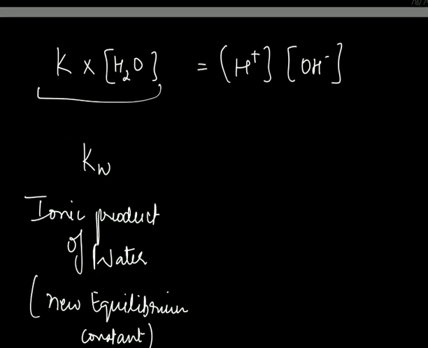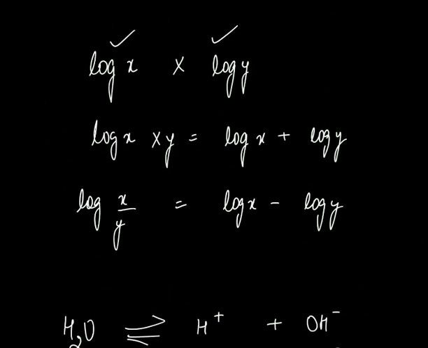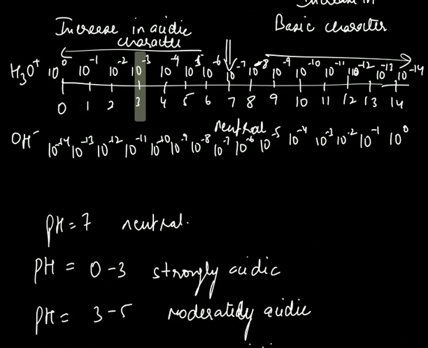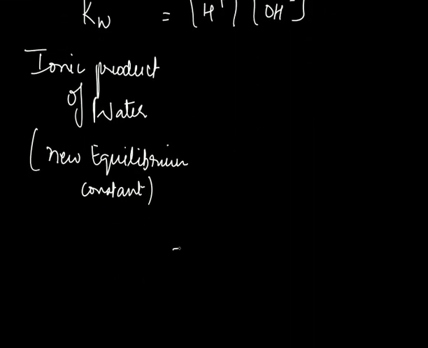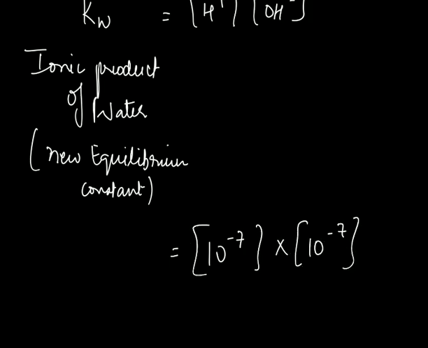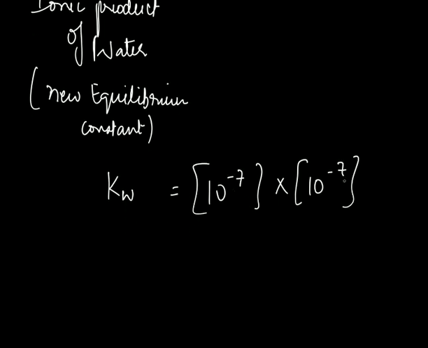Now this is going to be equal to H positive into OH negative ion. Since we are talking about water, if you see the scale here, at -7 and -7, both the hydronium ion and the OH negative ion have the same concentration. So we write 10 raised to the power -7 for H positive ion and 10 raised to the power -7 for OH negative ion, and this is equal to Kw. When you multiply, the powers add up, so Kw is 10 raised to the power -14.